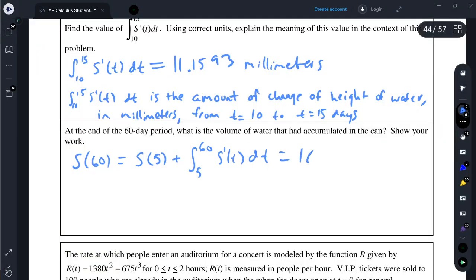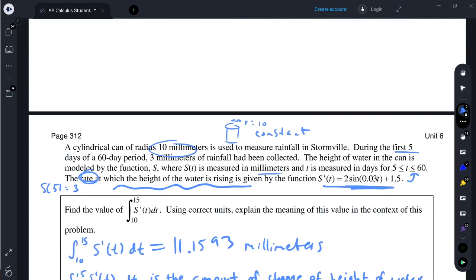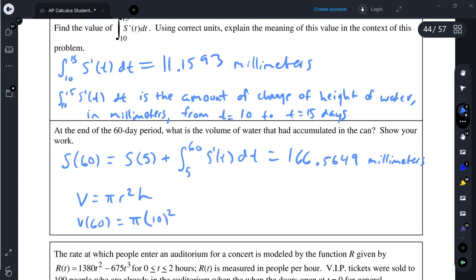All right, so we're going to go ahead and write that down. 166.5649, and that's in millimeters. Now, in order to get volume, well, it's a cylinder, so volume is going to be pi r squared h. So our volume at 60 will be pi times 10 squared times 166.5649. You can type that into a calculator, and it'll be in cubic millimeters.